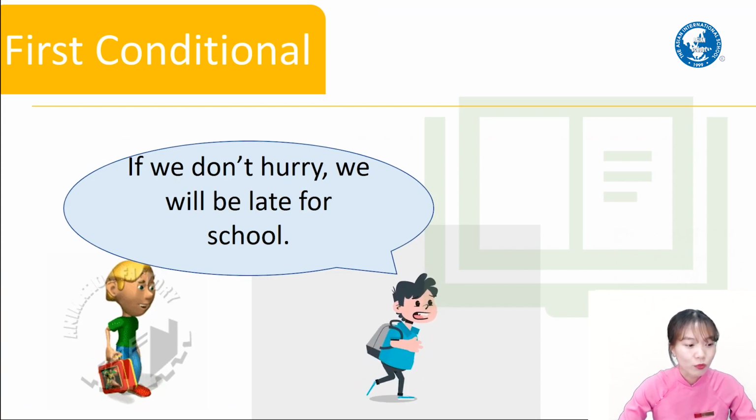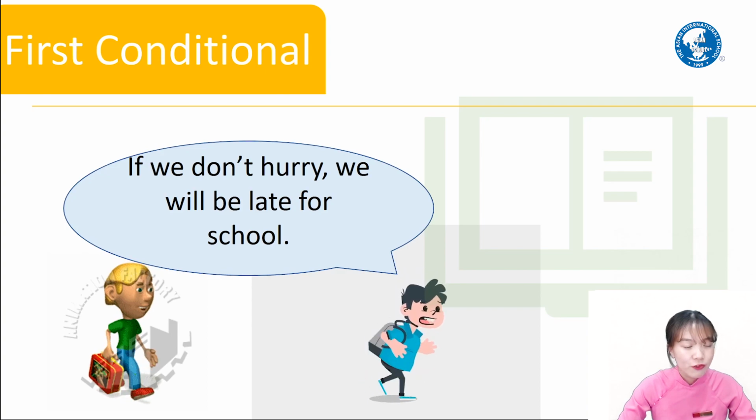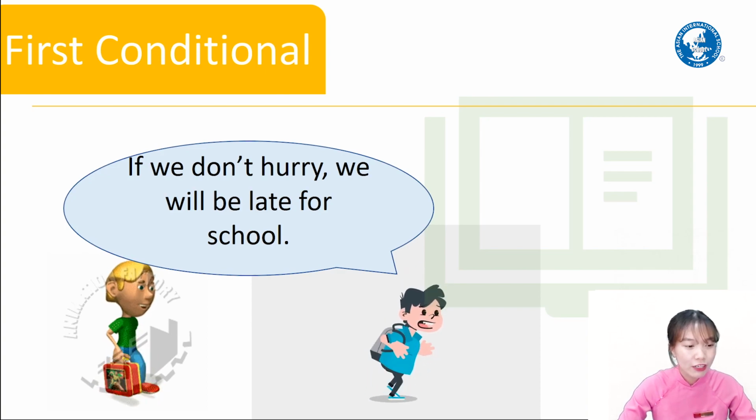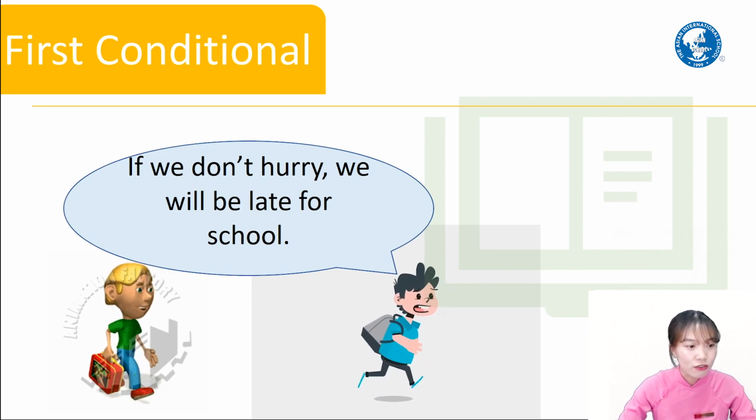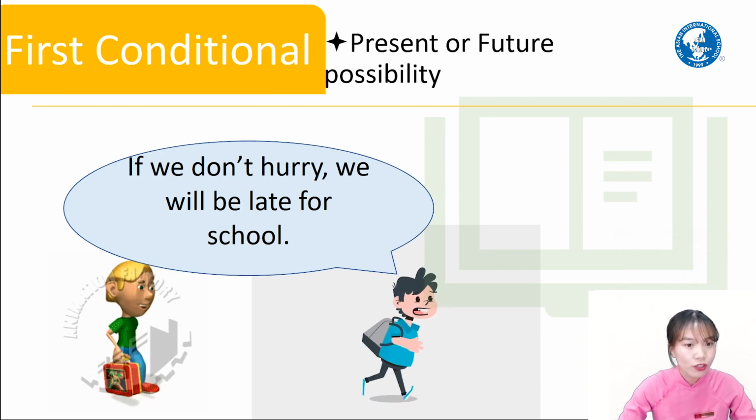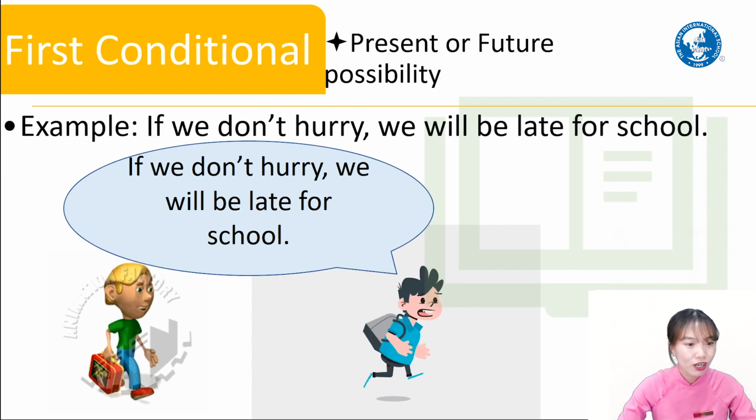Look at this example. Here are the two boys. They are about to be late for school. One of the boys says, if we don't hurry, we will be late for school. The first conditional tells us about the present or the future possibility. If we don't hurry, we will be late for school.